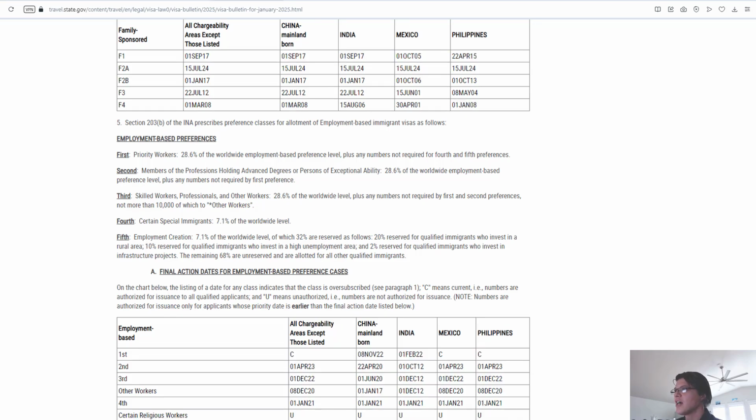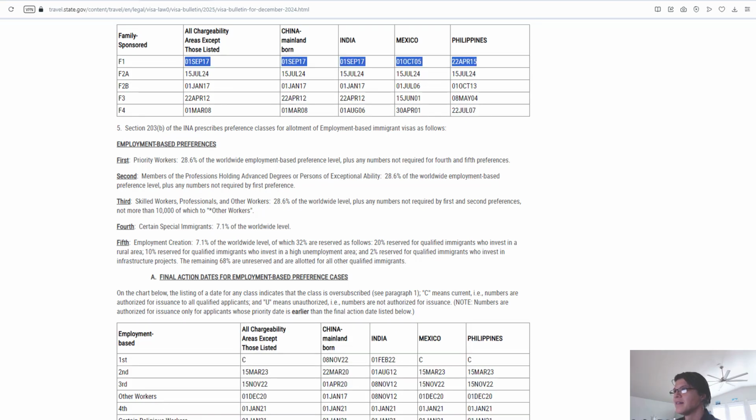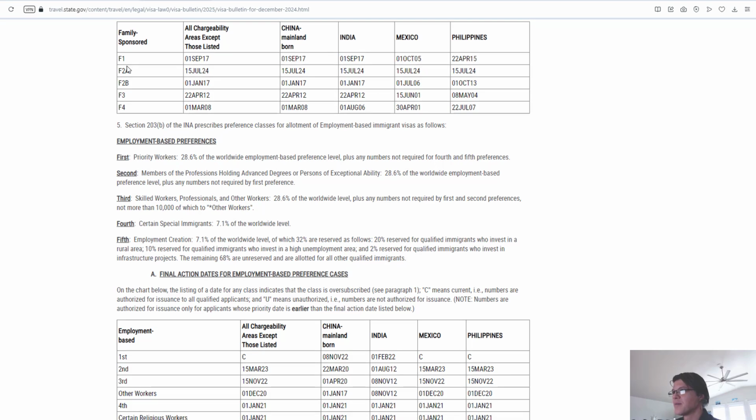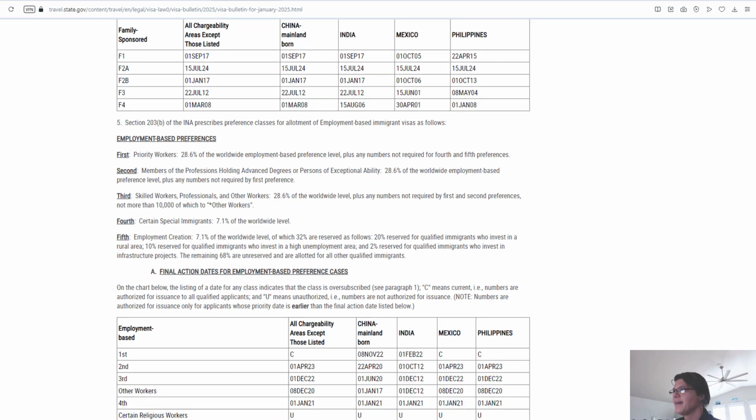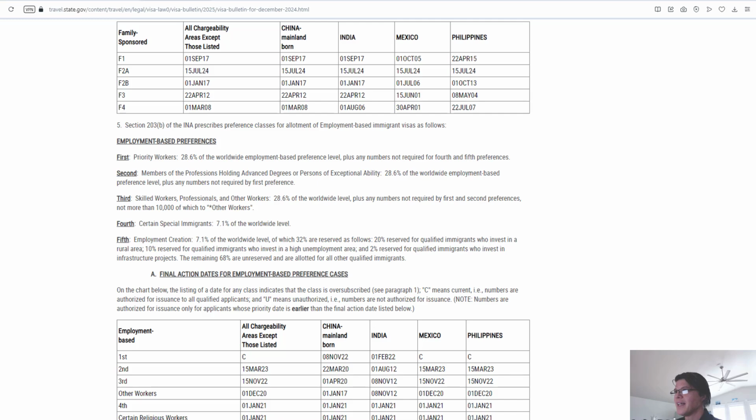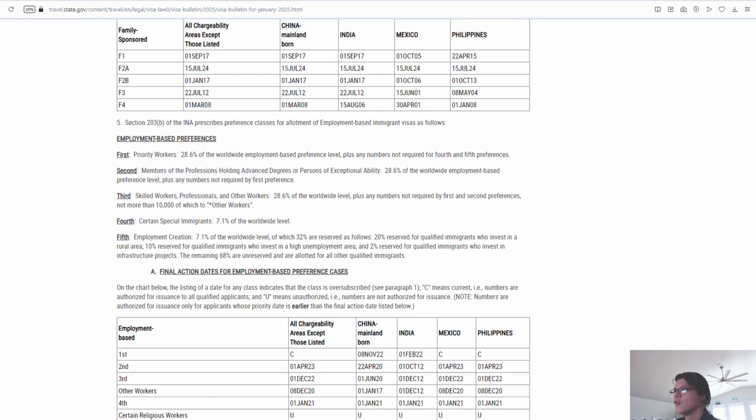No movement for China, no movement for India, no movement for Mexico, and no movement for Philippines. So no movement at all, unfortunately. Let me try to scroll down to the same thing. Let's see, F2A, no movement for F2A, any of the chargeability areas. How about F2B? No movement for F2B that I see so far.